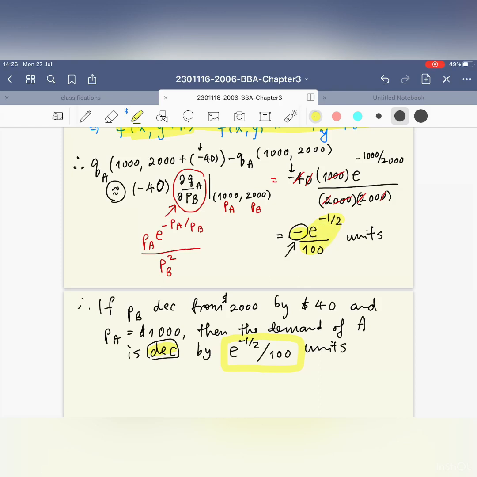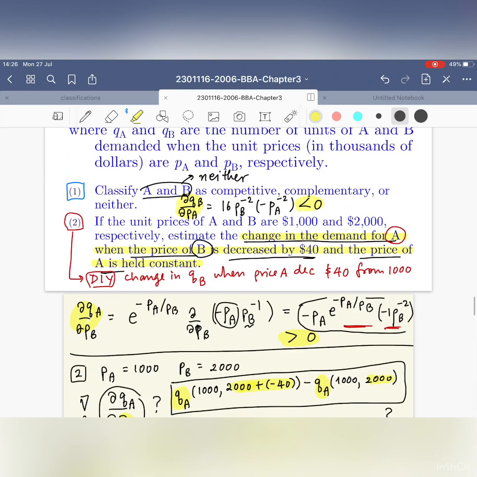All right. What we need you to figure out by yourself is this: we want to determine the change in the demand of B if the price of A decreased by $40 from $1,000, the same thing, and the price of B is still 2,000, the same. What will be the change in the demand of B?